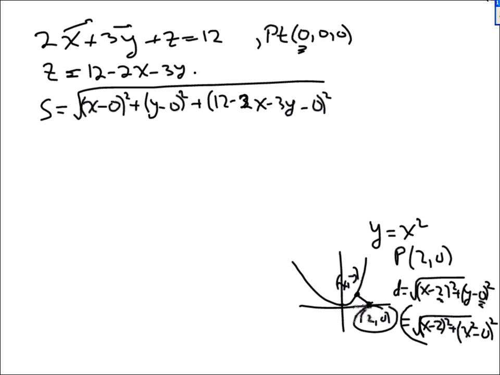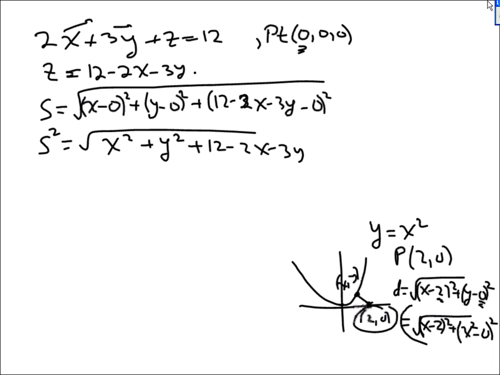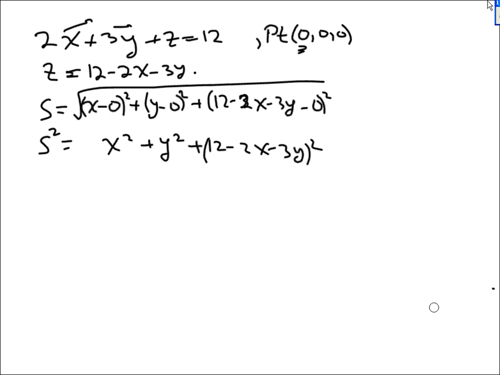When you have a square root, if you want the least, the min, you let what's underneath the square root sign be the least. That is, s squared is x squared plus y squared plus 12 minus 2x minus 3y all squared. Except no square root, sorry. That's what s squared equals. Minimizing s squared is the same as minimizing s. We want what's underneath the square root sign to be the least. That's when s squared is min.